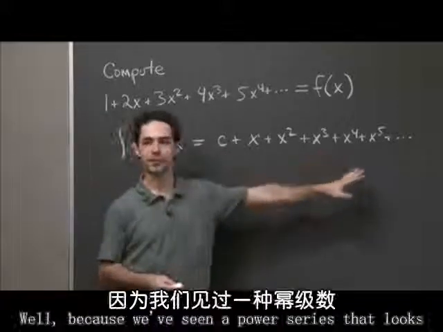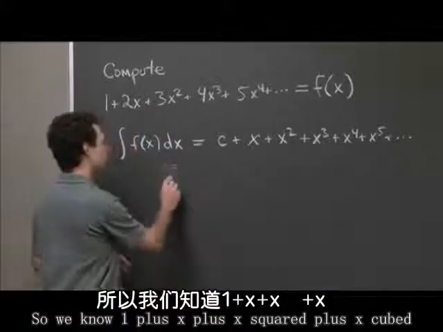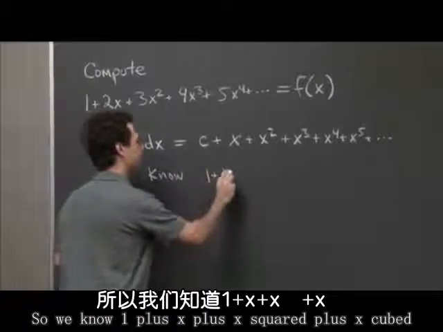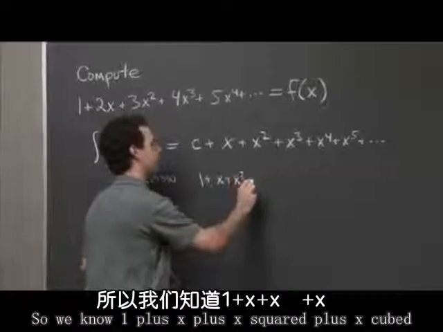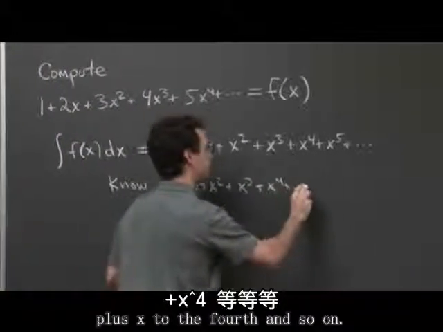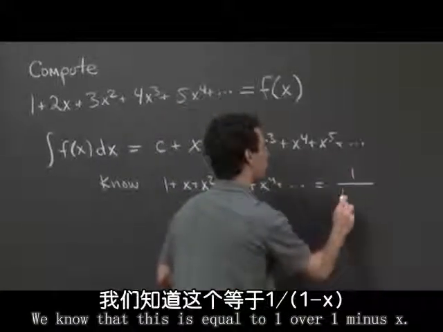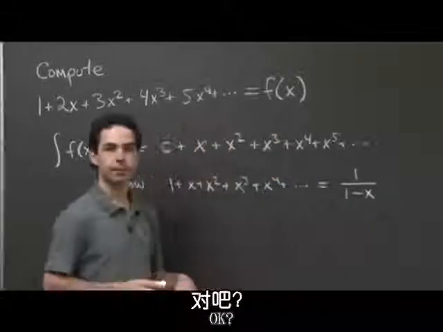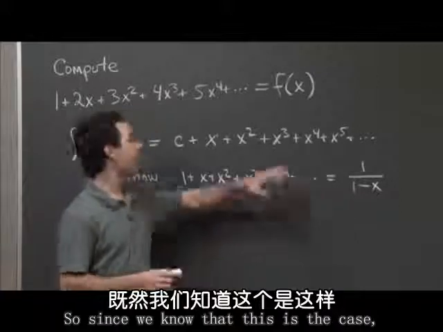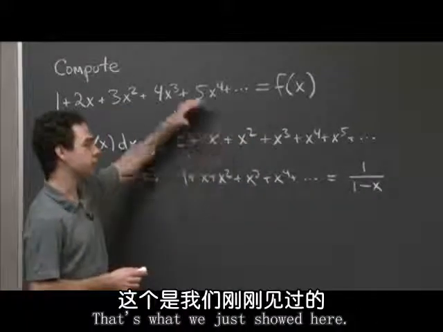Well, because we've seen a power series that looks very much like this before with the 1 there. So we know 1 plus x plus x squared plus x cubed plus x to the fourth, and so on. We know that this is equal to 1 over 1 minus x. OK? So since we know that this is the case, that means that our power series, f of x, is just the derivative of this. That's what we just showed here.